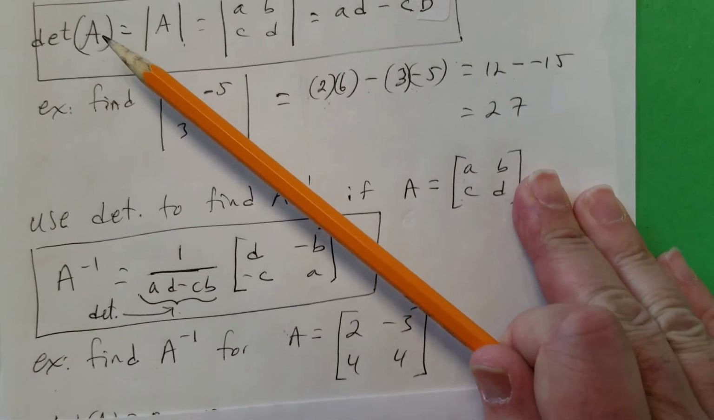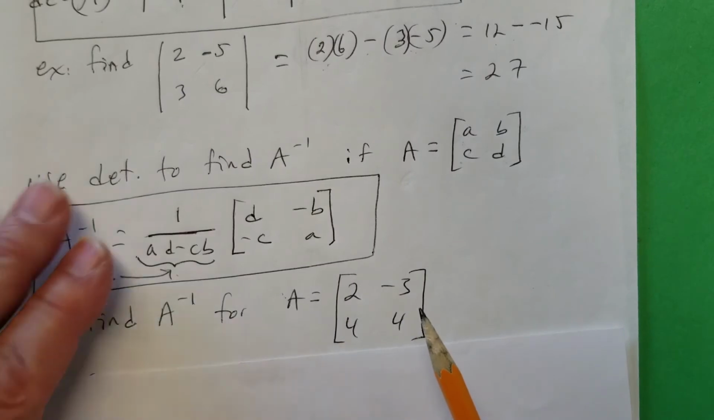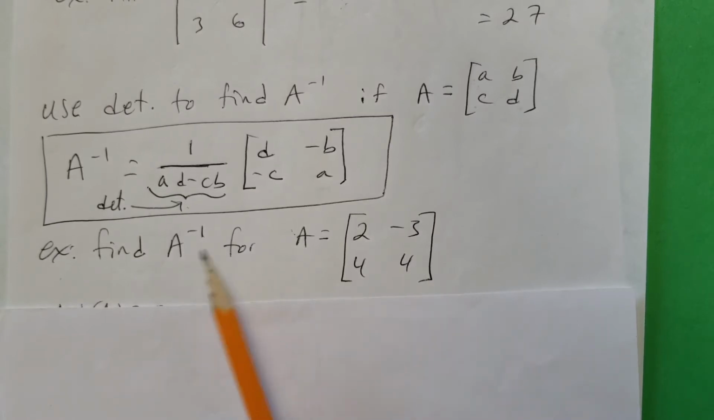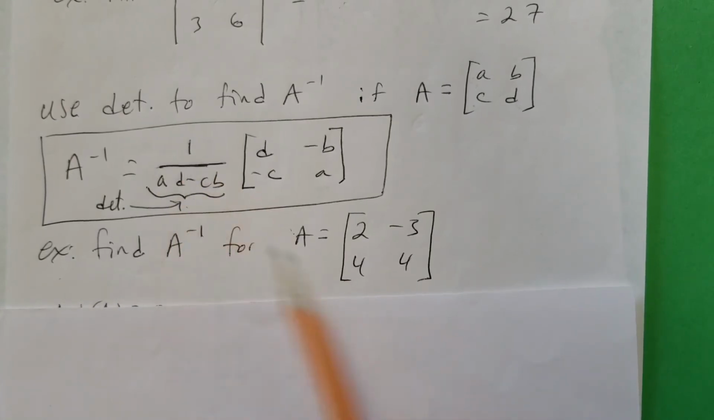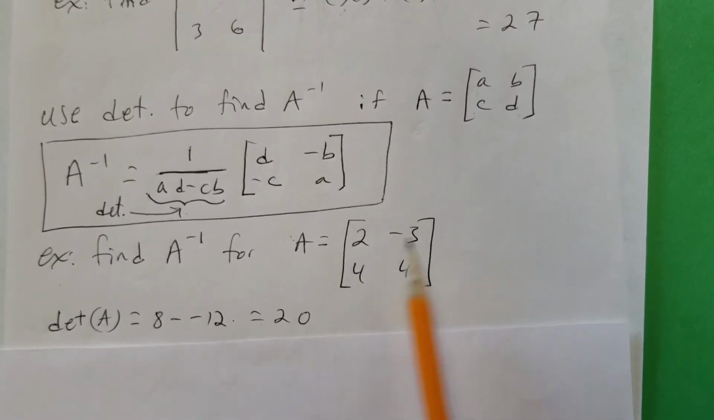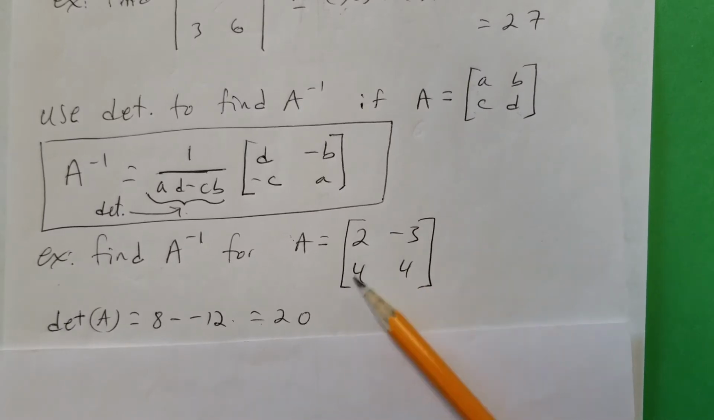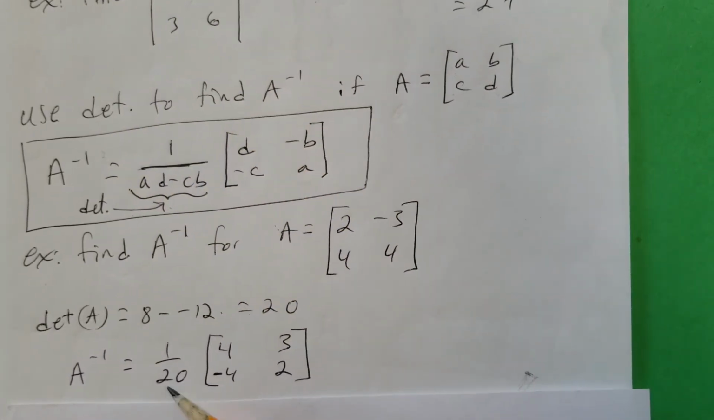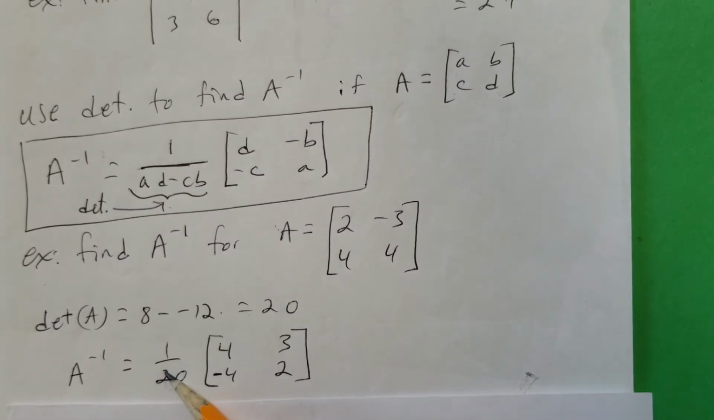So here we go. What is the inverse of this? Well, we could do it like we did in the first example, the long way, but now we know a short way. First, find the determinant and put it under 1. What is the determinant of this? Really quick. The determinant of this is 8 minus negative 12. 8 minus negative 12 is 20. So I got the determinant. So it's 1 over 20 outside the matrix. 1 over 20.